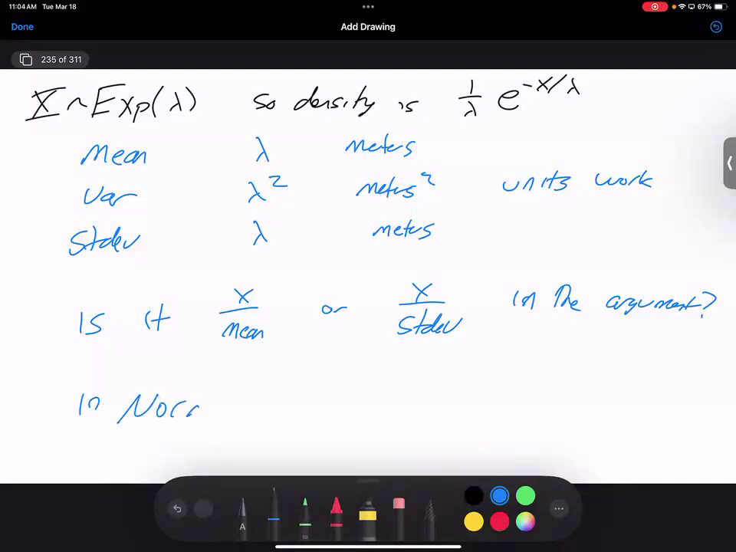In the normal, it was x minus mean squared over standard deviation squared. It's sometimes hard to figure out what's the right way to look at things. You know, when I look at that lambda in the denominator, is that the mean or is that the standard deviation?